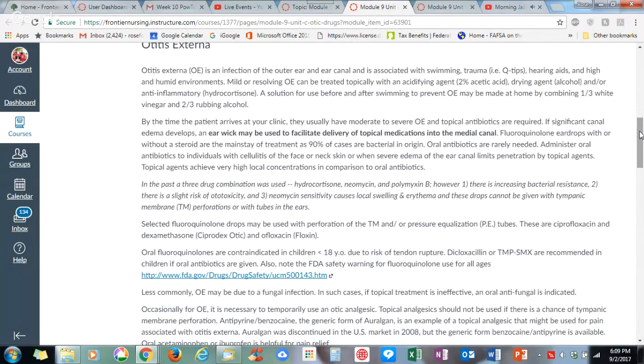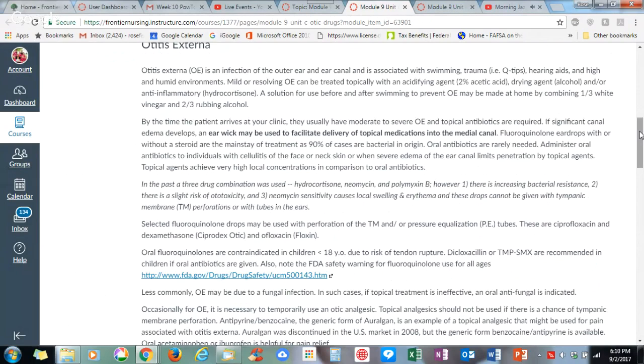By the time the patient arrives at your clinic, they usually have a moderate to severe otitis externa and topical antibiotics are required. If significant canal edema develops, an earwick may be used to facilitate delivery of topical medications into the medial canal. Fluoroquinolone eardrops with or without a steroid are the mainstay of treatment in 90% of cases, as 90% of cases are bacterial in origin. Oral antibiotics are rarely needed.